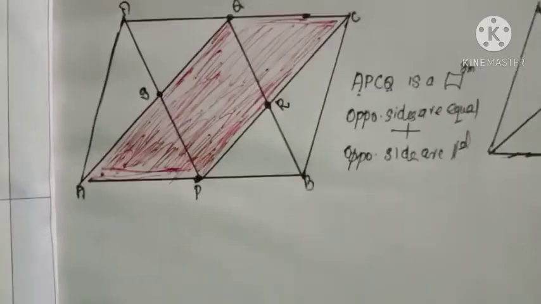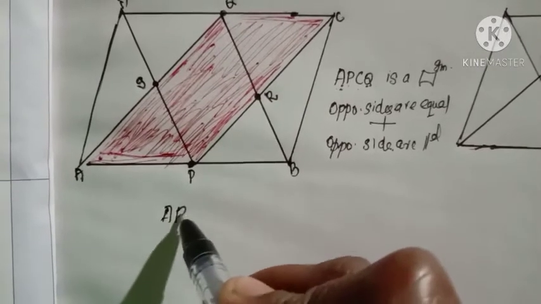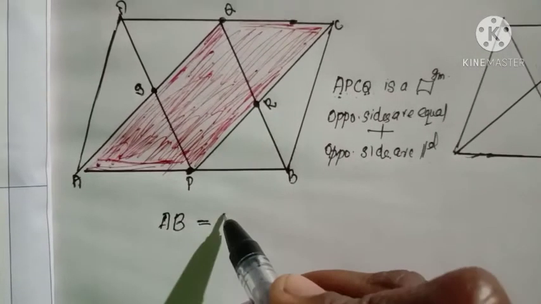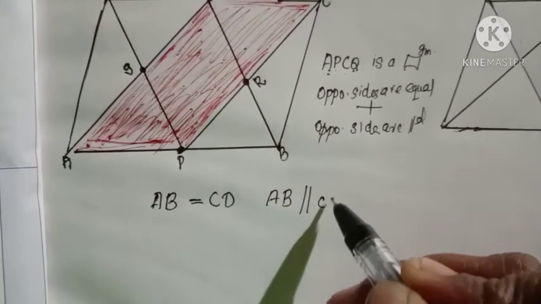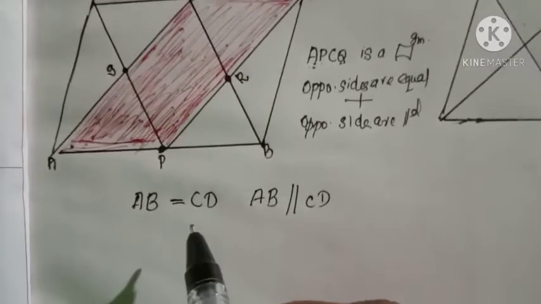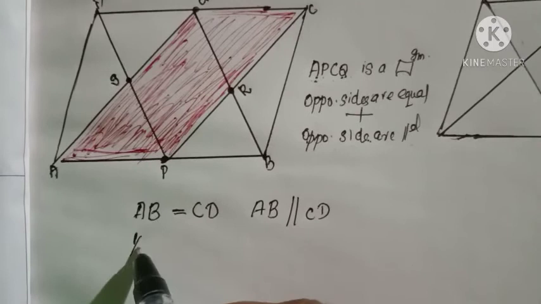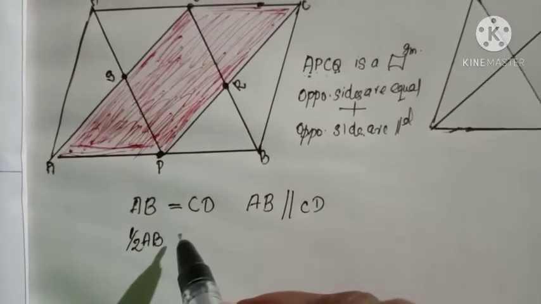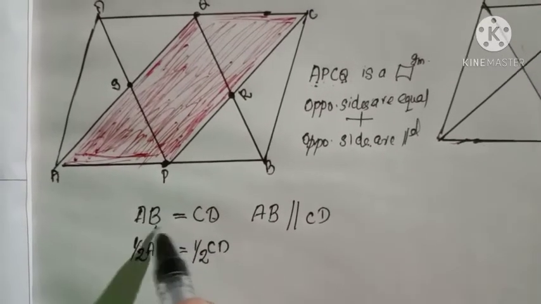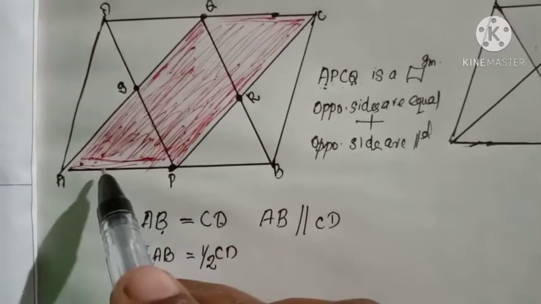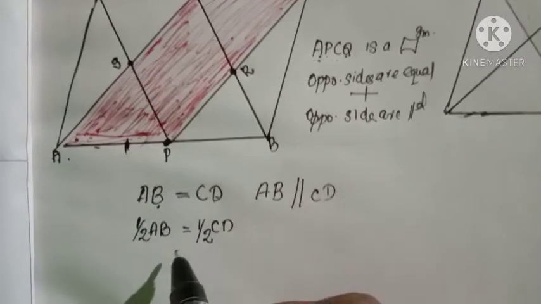So listen here, AB and CD are the opposite sides in parallelogram ABCD. These two sides are equal and parallel also, because ABCD is a parallelogram. Now what is half of AB? Half of AB is equal to half of CD, because AB equals CD. What is half of AB? Yes, it is AP because P is the midpoint of AB.